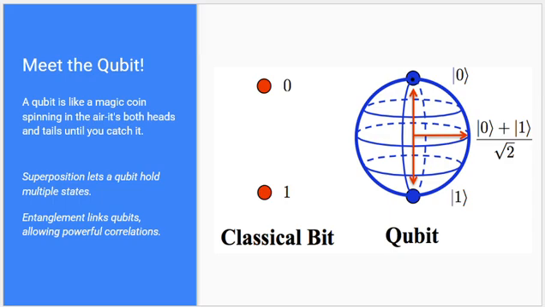That's called superposition. Remember the magic coin I mentioned before? While it's spinning, it's both heads and tails at the same time, but you cannot tell which it is. Only when you catch it do you see that it's heads or tails. That's what a qubit is like before you check it.